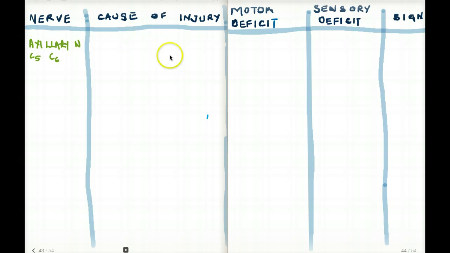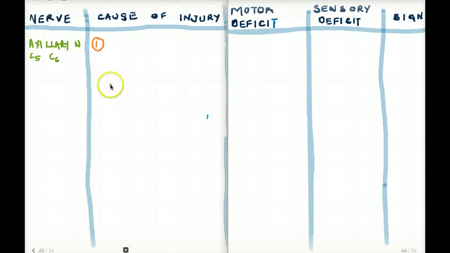Now we're going to be talking about causes of injury. What really causes axillary nerve damage? There are three causes of axillary nerve damage. Number one is going to be surgical neck fracture. If we have a surgical neck fracture, we're going to see axillary nerve damage.